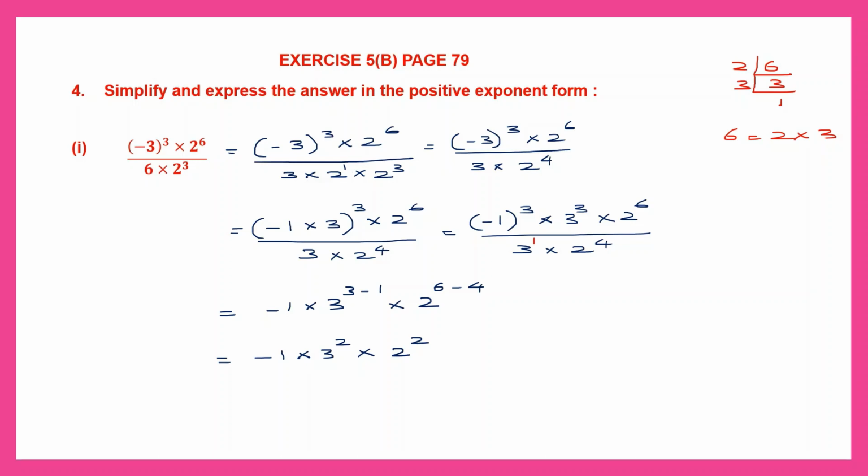So now to get our final answer, we can take minus 1, we can multiply it with 3, or we can multiply it with 2. Now since 2 is a smaller number, let's multiply with 2. So minus 1 into 2 will be minus 2, isn't it? (-2)^2 and the other number is 3^2. So we have our answer now in the positive exponent form. 2 is raised to the power of 2 and 3 is also raised to the power of 2. Both the powers are positive.